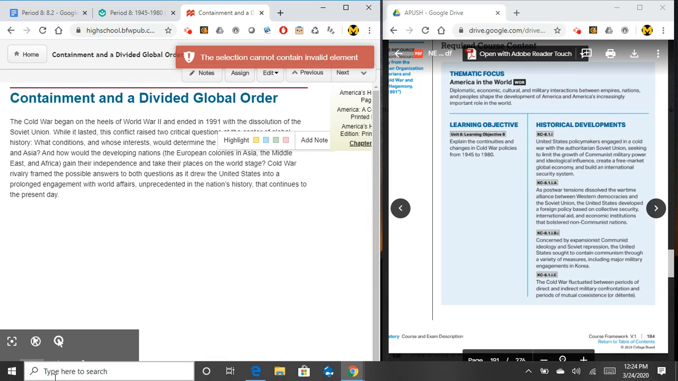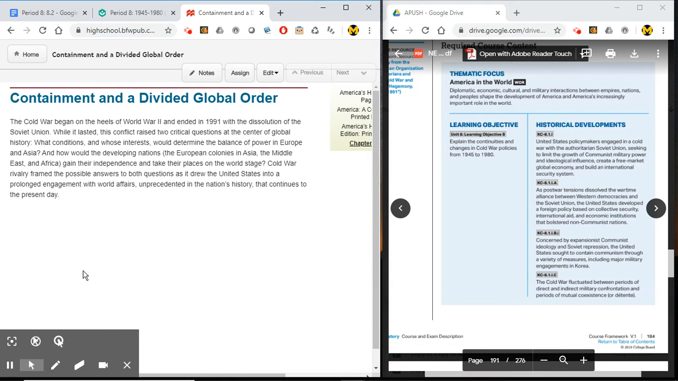How do I get that thing to go away? There we go. What conditions and whose interests would determine the balance of power in Europe and Asia? And so the interests we're talking about are the interests of the United States or the West and the interests of the Soviet Union, the East. The other question is, how would the developing nations, European colonies in Asia, the Middle East, and Africa, gain their independence and take their places on the world stage?